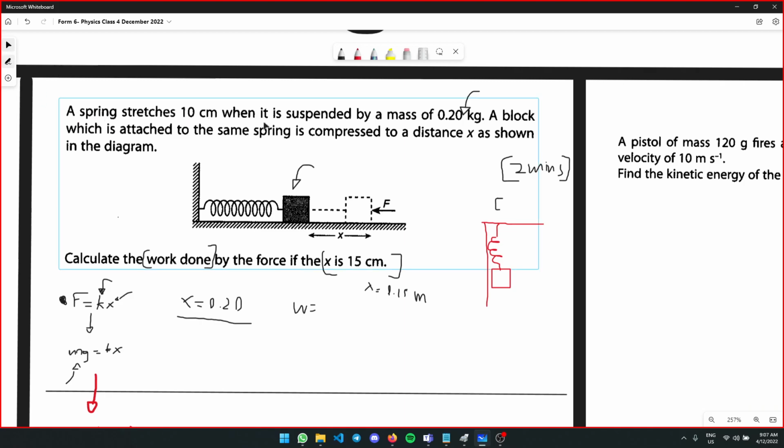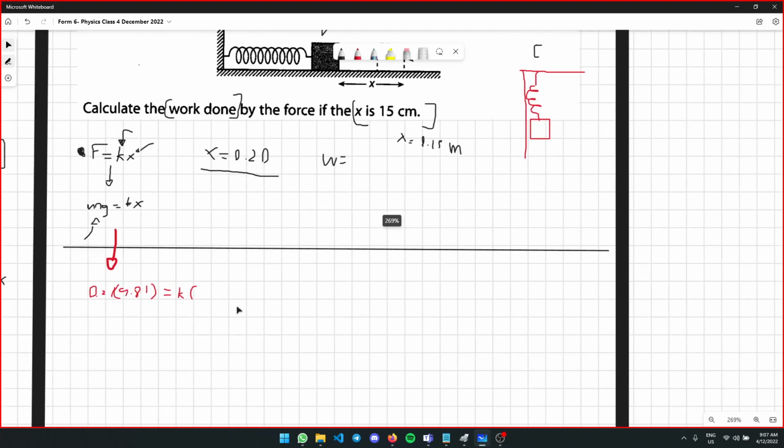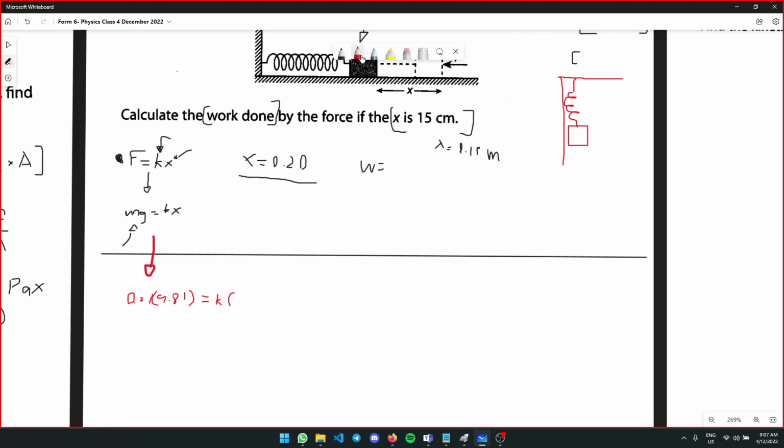So this is where you take the extension value from. When the spring stretches to here, you input 0.1, 0.2, 9.81. You get K equals to 19.62 N m^-1. So what do you do with this K?